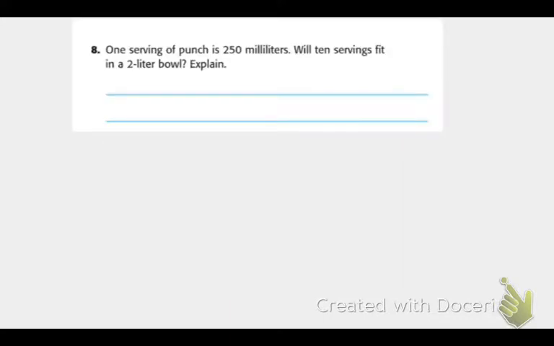All right, here's a problem for you to try. Go ahead and see if you can solve this on your own and then come back for the solution if you would, please. All right, so this says 1 serving of punch is 250 milliliters. Well, 10 servings fit in a 2-liter bowl. All right, well, I guess the first thing I have to figure out is what is 10 servings of 250 milliliters going to be?